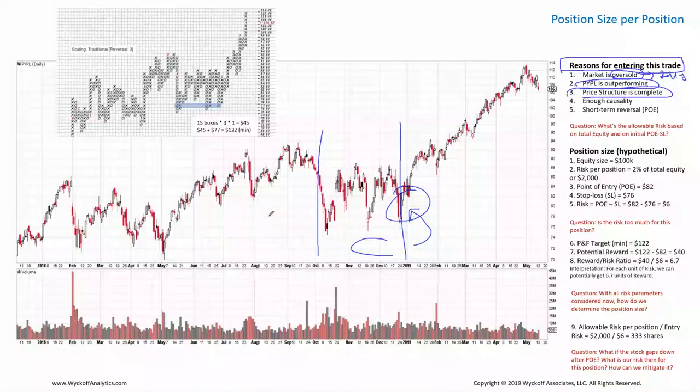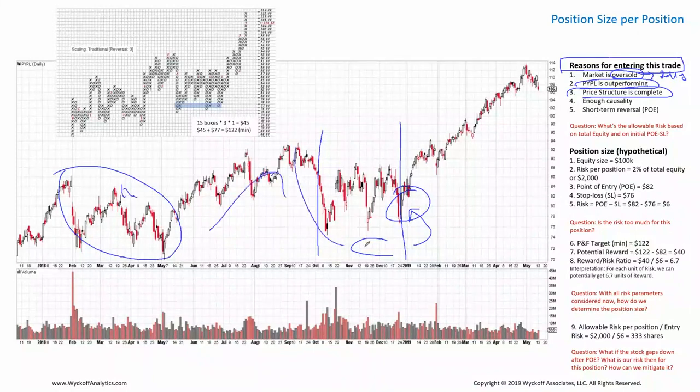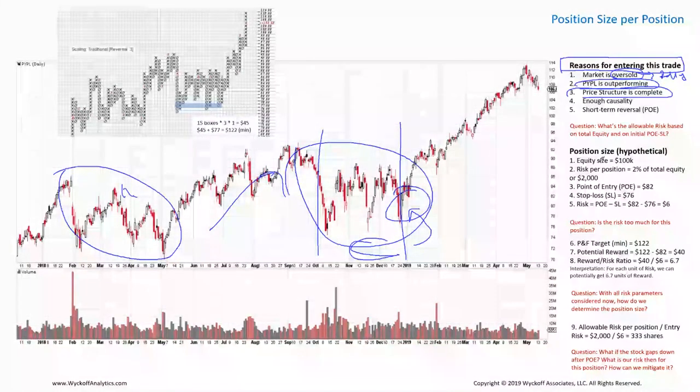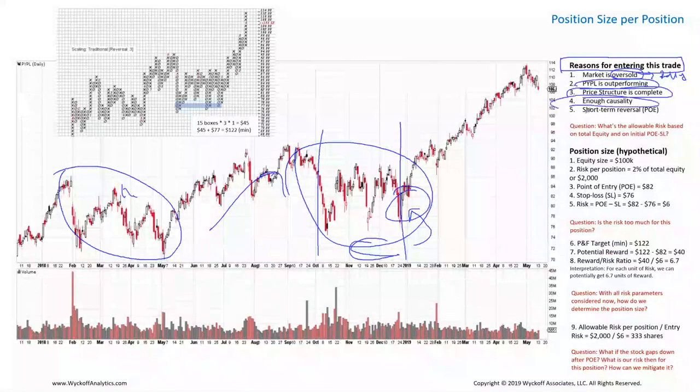Kind of reminds me a little bit structurally of what we have in the market, but just in a different way, right? This is a huge structure in the market, a smaller structure. First initial volatility, rally, then volatility in phase C. But this is obviously just a much larger structure here. So enough causality, short-term reversal on the point of entry, it was at $82.